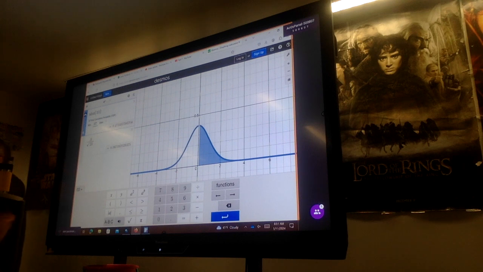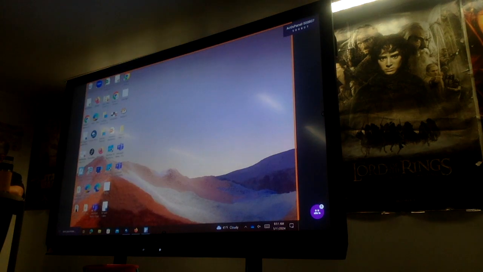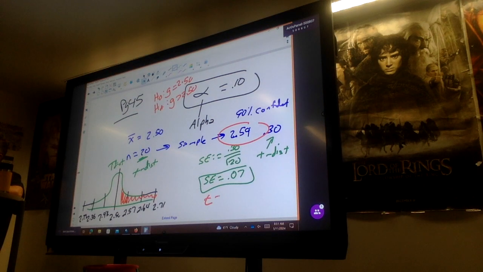Is 0.47 a larger decimal than 0.05? So we fail to reject our null. Very good. So 0.47 is greater than 0.05. So we fail to reject our null.